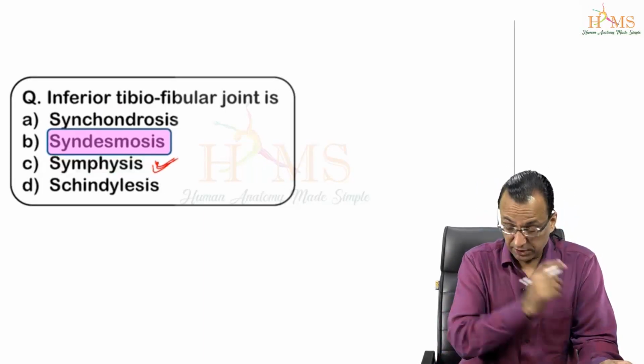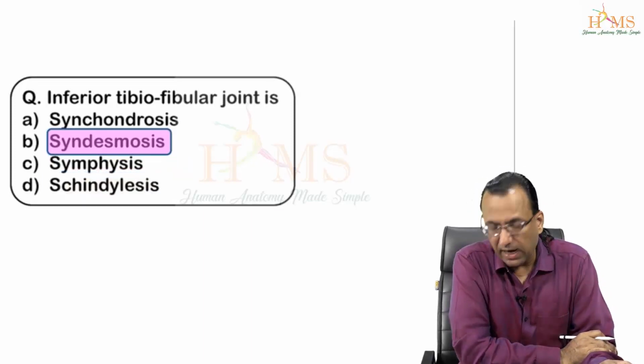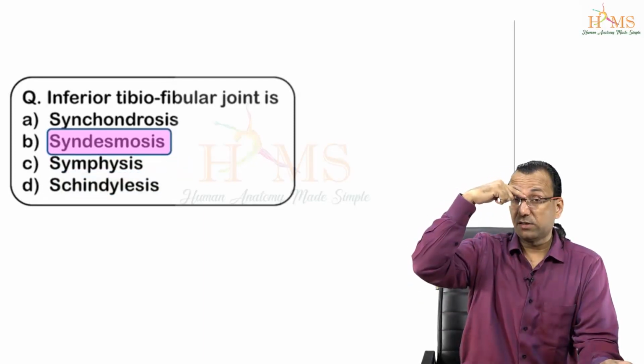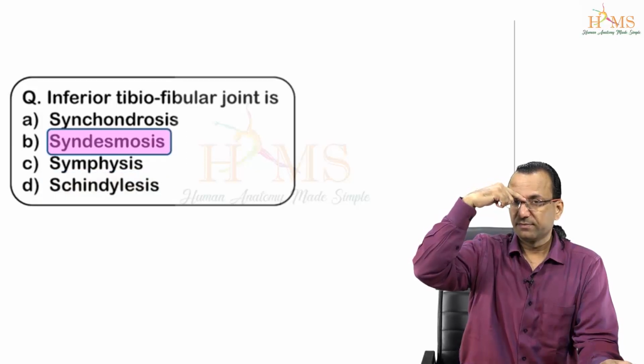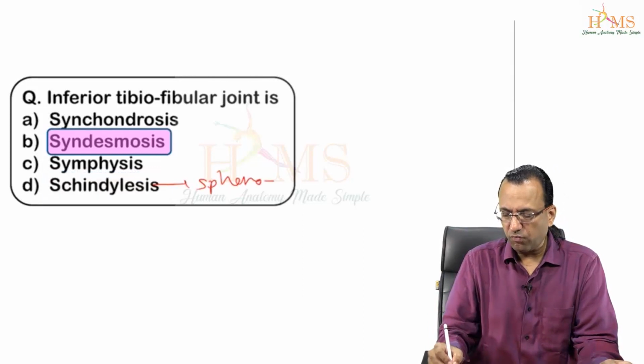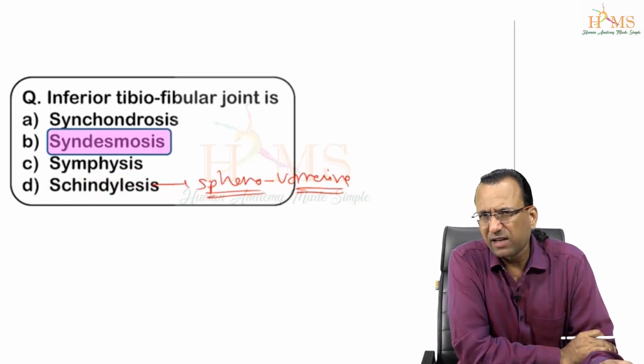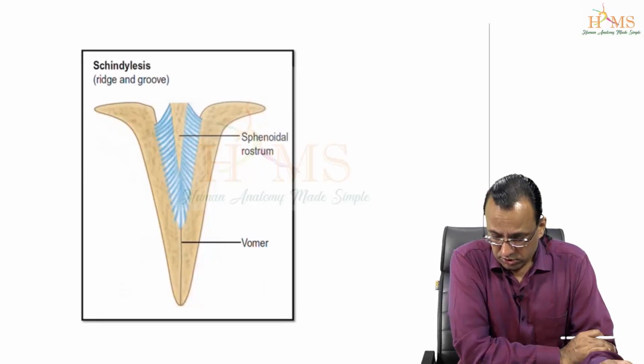And what about the sphenoidosis? Sphenoidosis, one example we will take, it is at the roof of the nasal cavity, there is a suture, sphenovomerine joint. So, you are telling that sphenovomerine joint at the roof of the nasal cavity is a sphenoidosis. Can I see a diagram for that? I will see the diagram, but it is here.